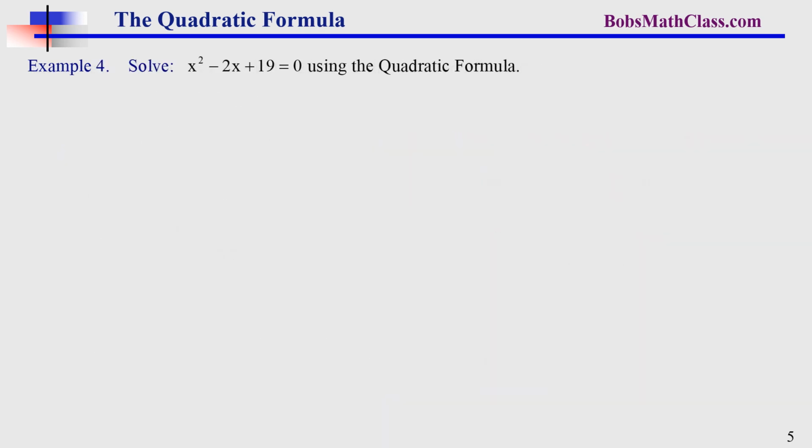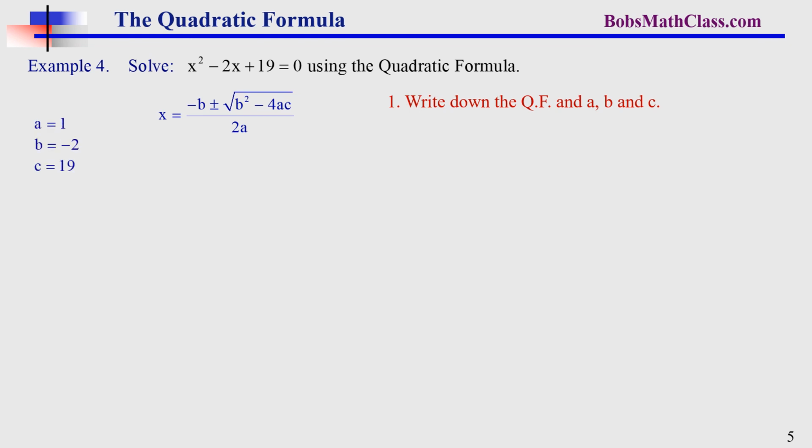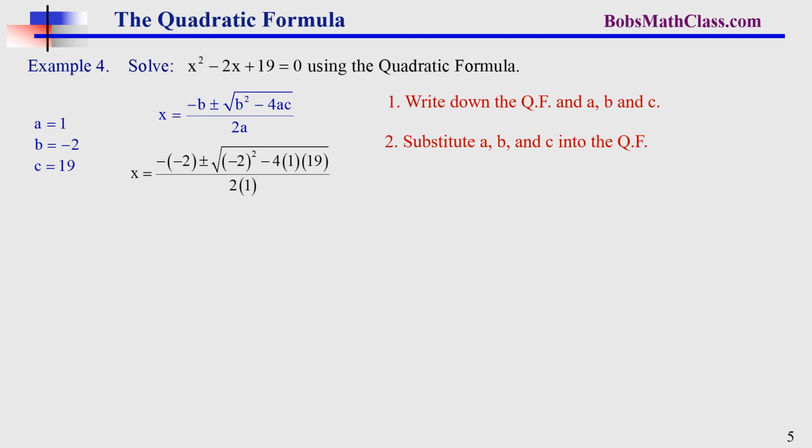All right, our last example. This one is already in the right form, ax squared plus bx plus c equals 0. So we can write down the formula. And our a, b, and c. A is 1, b is negative 2, and c is 19. Okay, so now we'll substitute into the formula. Now we can simplify.